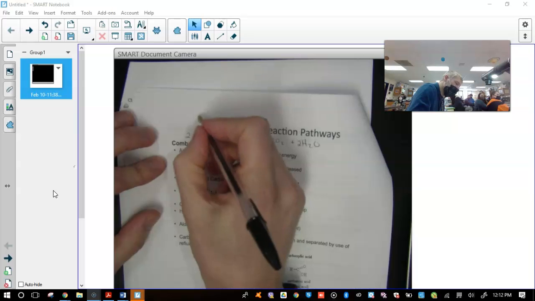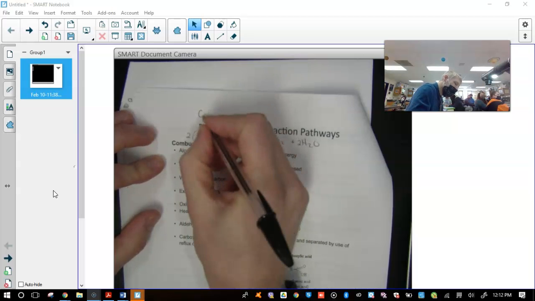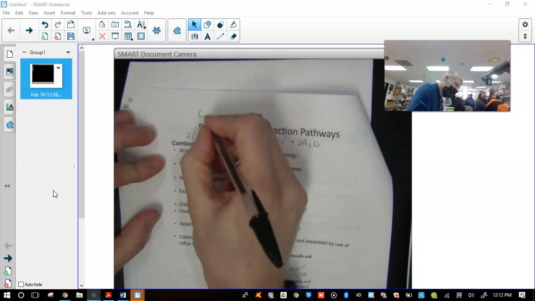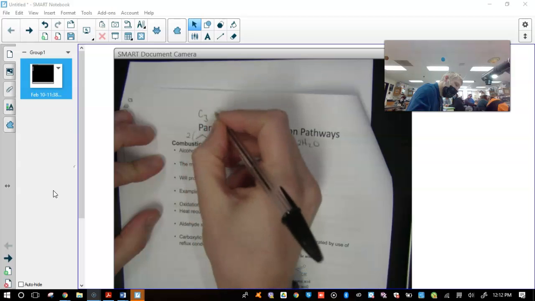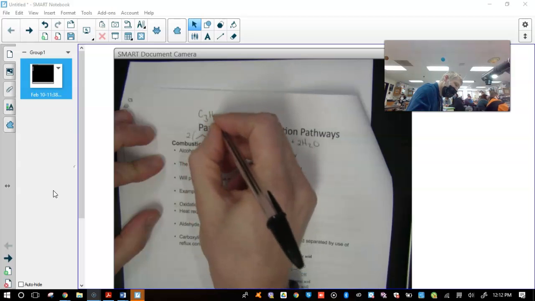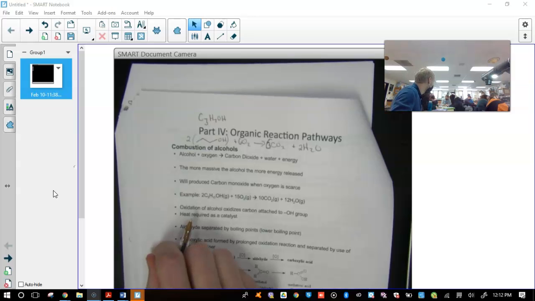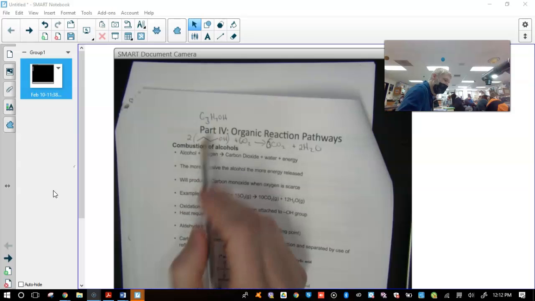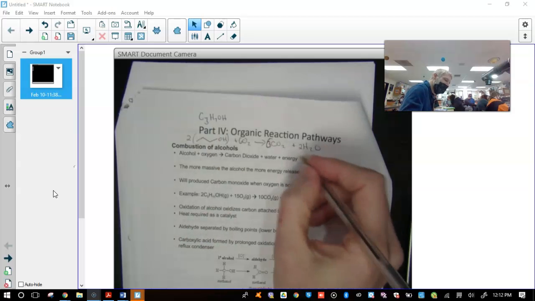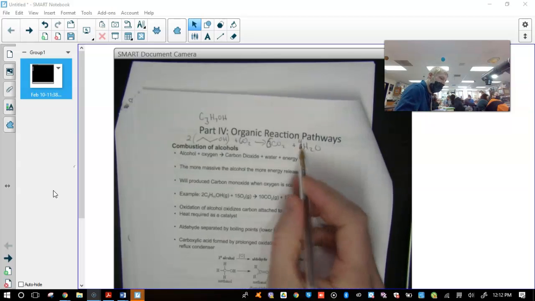See, I'm not writing it out here. Let's just write this out. 1, 2, 3. We've got 3, 4, 5, 6, 7, 8. Oh, there we go. For balancing, you might want to write the molecular formula. That might be easier. Okay, so we've got 8, and Alia's right. We're going to need a 4 here, and a 4 there, to get the 8 hydrogens that we want.